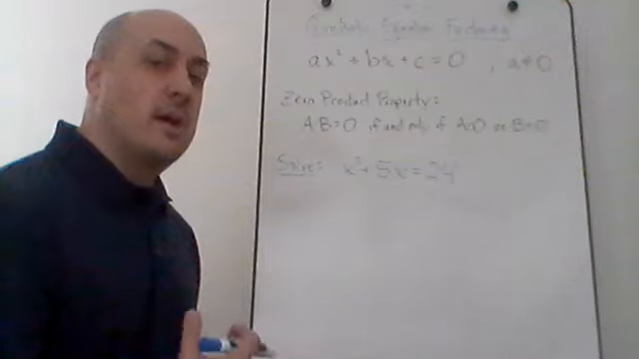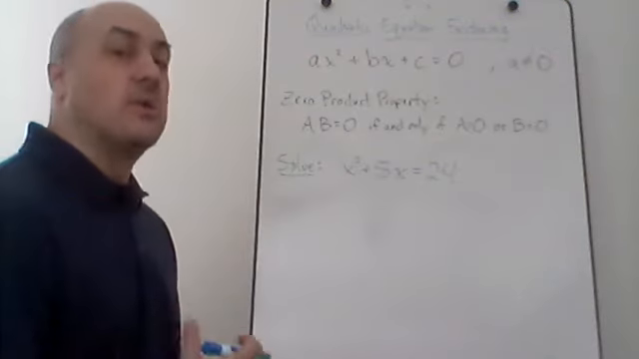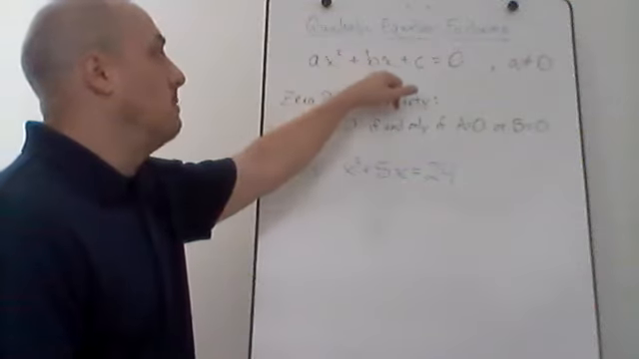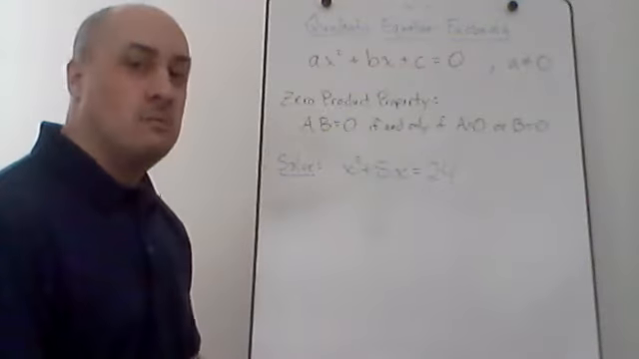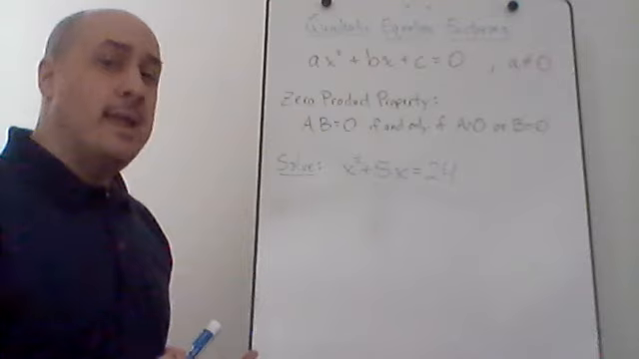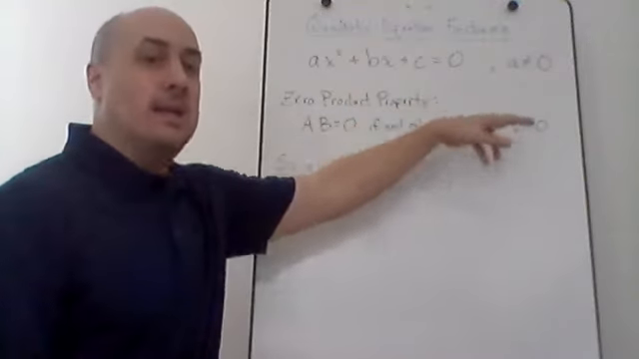Alright, so a quadratic equation is one that's in the form, or is equivalent to the form, ax squared plus bx plus c equals 0, where a, b, and c are real numbers, and they can equal any real numbers except a cannot equal 0.